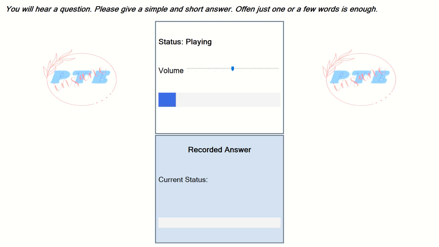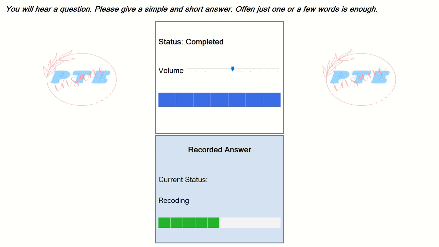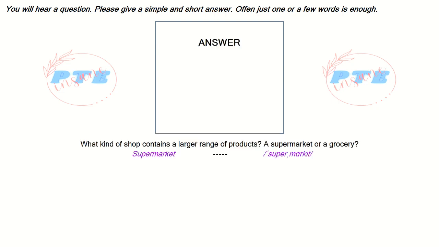What kind of shop contains a larger range of products? A supermarket or a grocery? Supermarket.